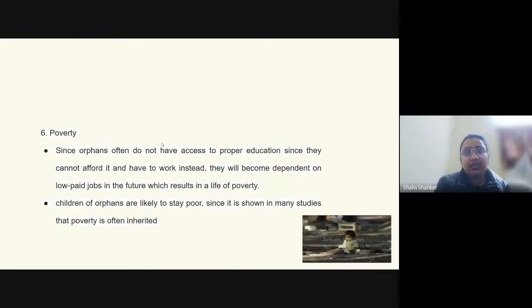Poverty. Since orphans do not have access to proper education, they cannot afford to work. Instead, they will become dependent on low paid jobs, and in future this will result in lifelong poverty. Children of orphans are likely to stay poor, since studies have shown that poverty is often inherited.